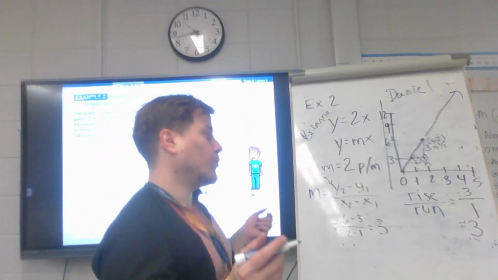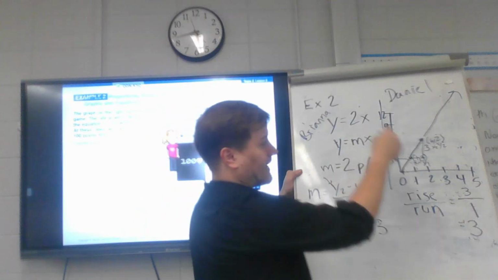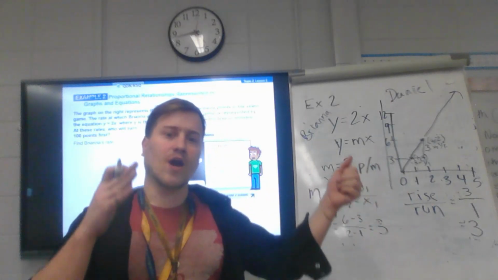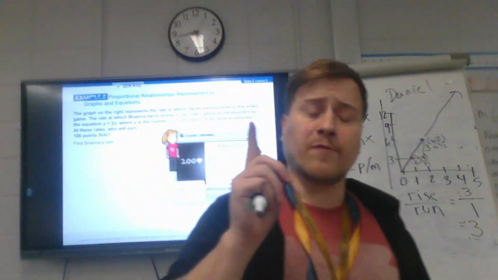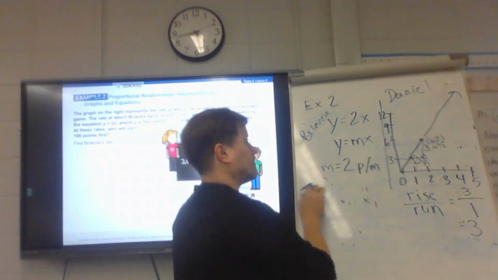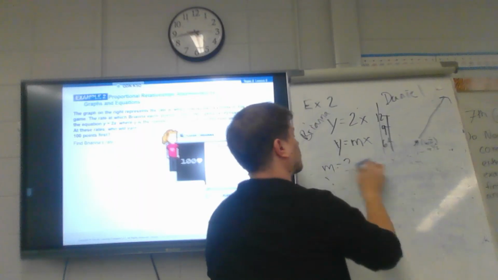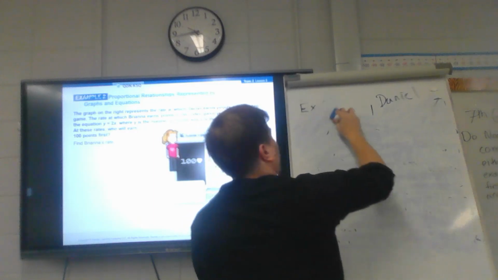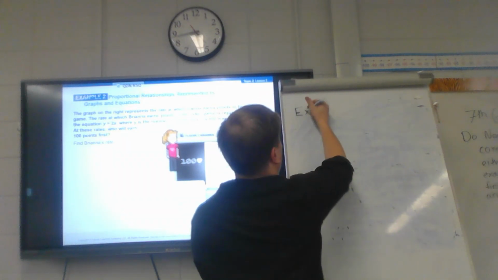So, which is faster? Brianna's score of 2 points per minute or Daniel's of 3 points per minute? Clearly Daniel's. That's how we compare a graph to an equation. That was example 2. Now, before you do your try it, I want you to do example 3. Okay. Example 3.